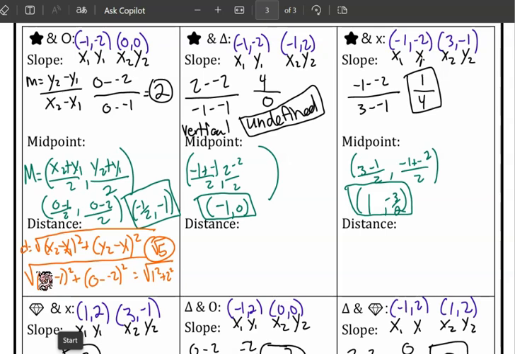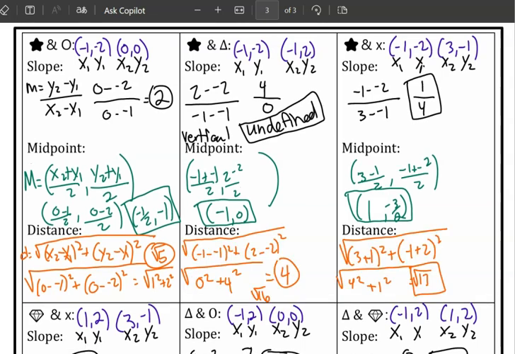Pause the video and try finding the distance of the other points. Simplify the square roots as needed. Are these the distances you calculated?